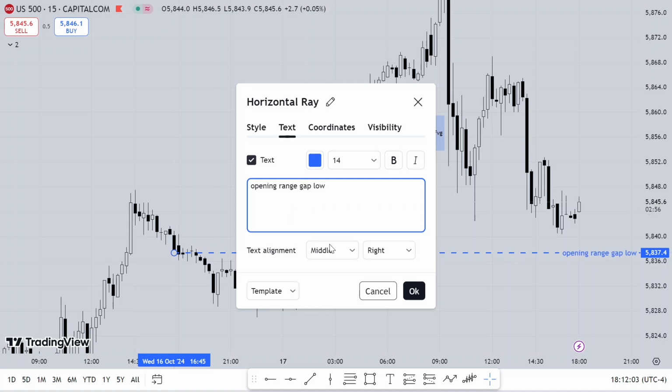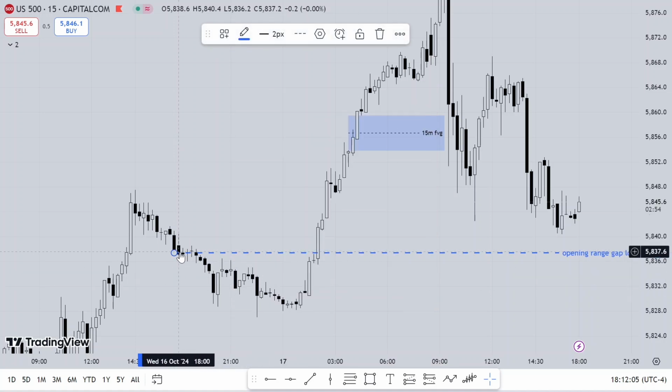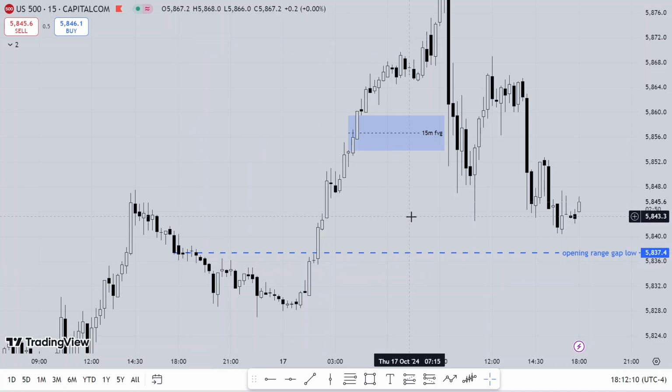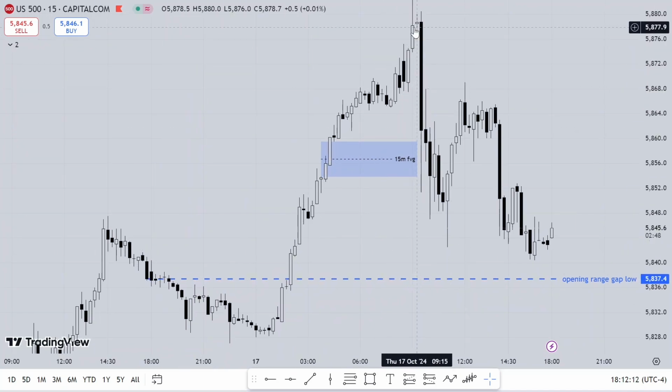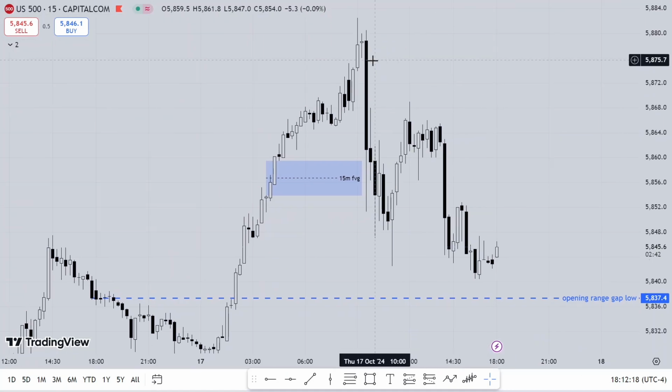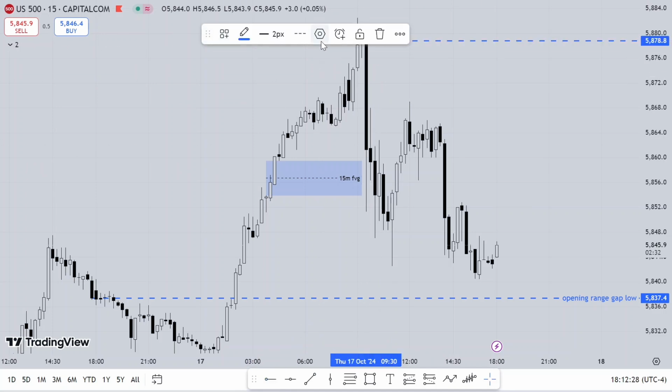I'll explain. You've noted this as the opening range gap low because we are currently at a premium. When we open at 9:30, that opening price will be the opening range high, because we've had this rally higher, so it is at a premium. So we have this opening range gap high.